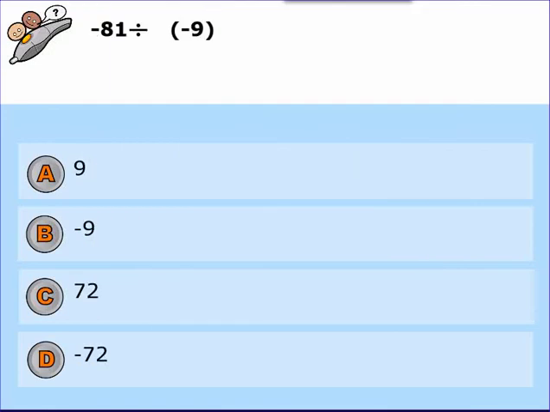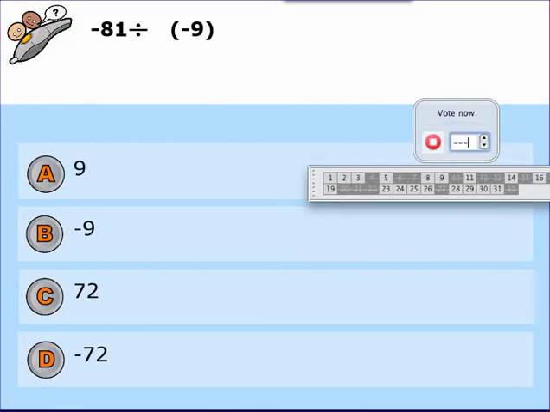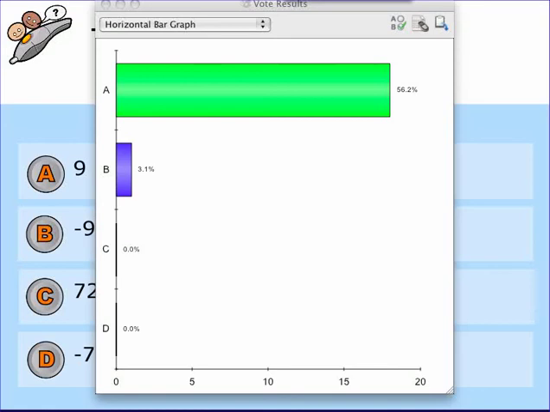All right, let's look at this one. -81 divided by -9 is positive 9. Two negatives, remember, make a positive.